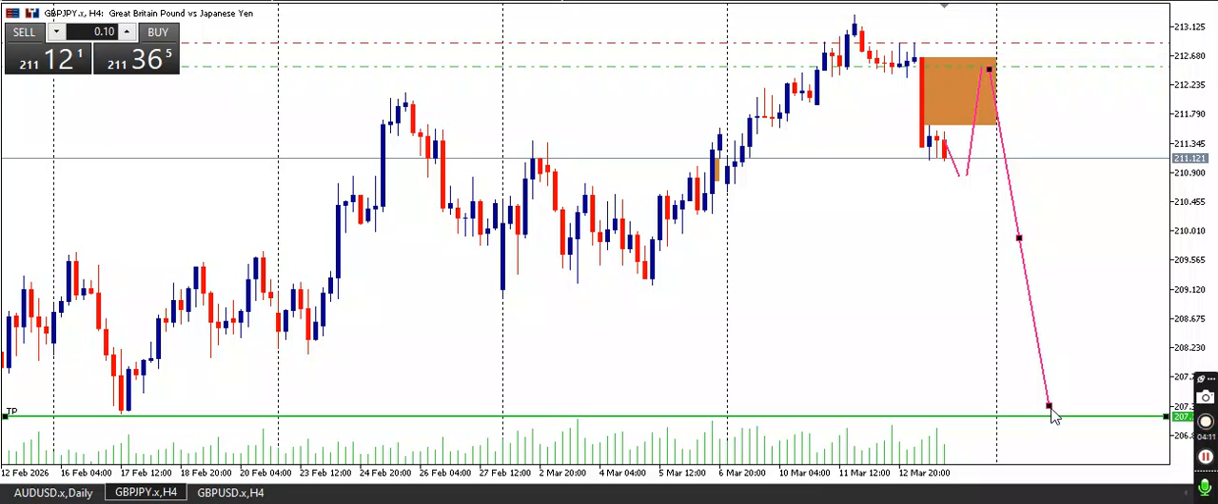I'm going to analyze GBPUSD next. GBPUSD is always in alignment with EURUSD, so my analysis is going to cover GBPUSD, and you can also apply that to EURUSD.